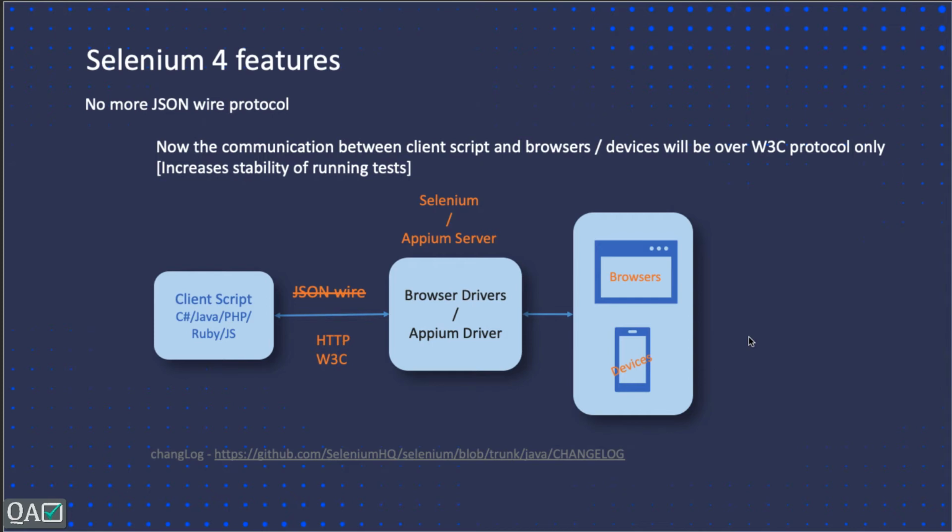So the JSON wire protocol will encode the request, and then decode again. This encoding and decoding of your request and response sometimes was taking some time, but now with the removal of the JSON wire protocol, the test execution time will improve. Another benefit is that all the browser drivers, be it ChromeDriver for Chrome, GeckoDriver for Firefox, or EdgeDriver, have already implemented the W3C protocol.